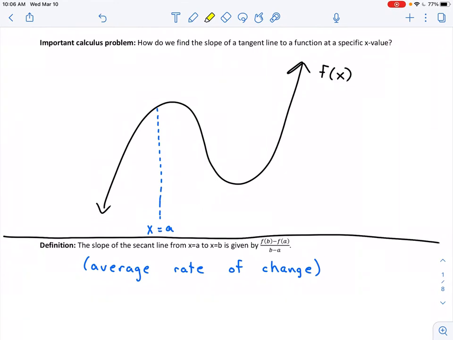One really important calculus problem, perhaps maybe the most important calculus question of Calculus 1, is how do we find the slope of a tangent line to a function at a specific x value? So what does that even look like, first of all? Here I've got this function f of x that would be given to you. I've identified one particular x value that I'd like to talk about here, x equals a.